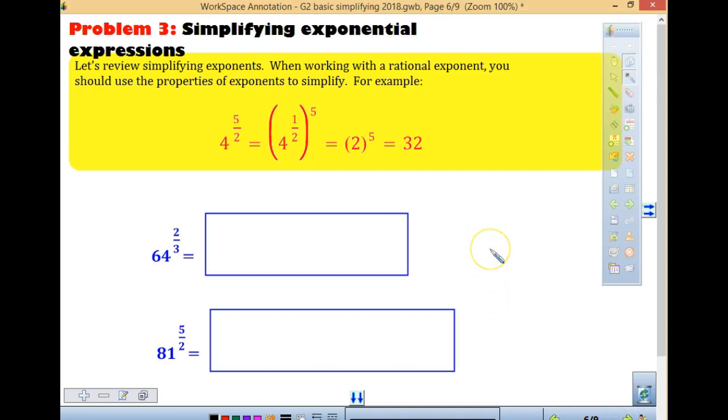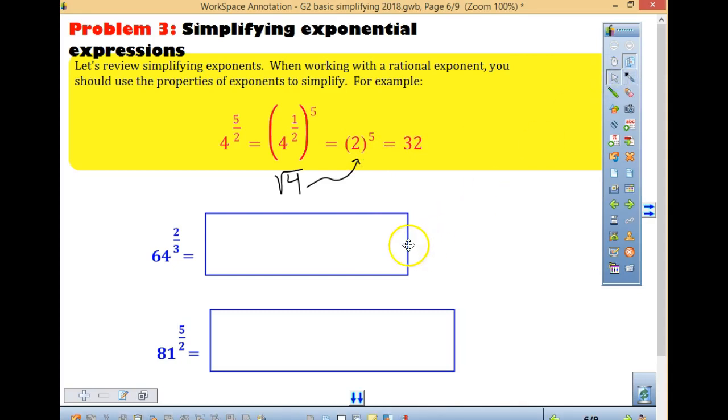So then we have some that get a little more interesting, right? Can't keep them all easy all the time. So if we are looking at this one, what it says is let's review our exponents. When working with rational exponents, you should use the properties of exponents to simplify. For example, 4 to the 5/2 is going to be written as 4 to the half times 5. Because this is telling us to find the half power of 4, that just means the square root of 4, right? That's what the half power means. So the square root of 4 is 2. I take it to the 5th, I get 32.